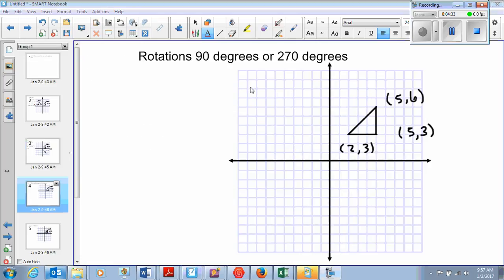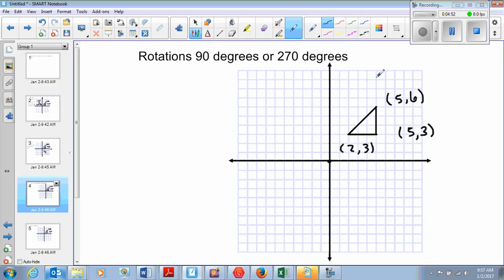Now we're going to look at rotations. So we're going to be rotating things around the origin, which is this central point right here, 0, 0. We're going to be rotating figures either 90 degrees or 270 degrees. Now I want you to notice that when we rotate a figure 90 degrees, it's going to change its quadrant.